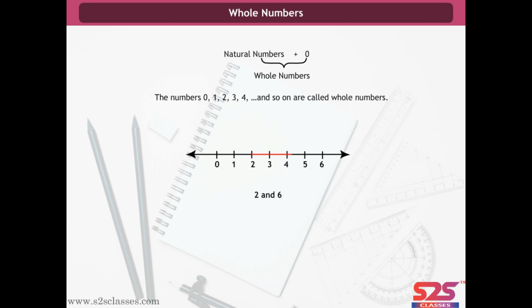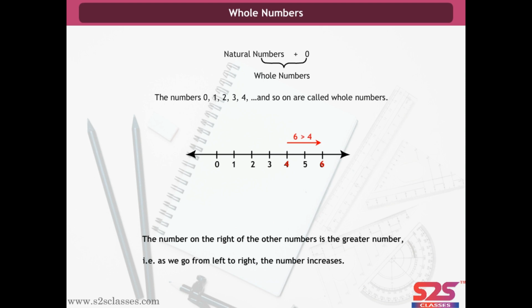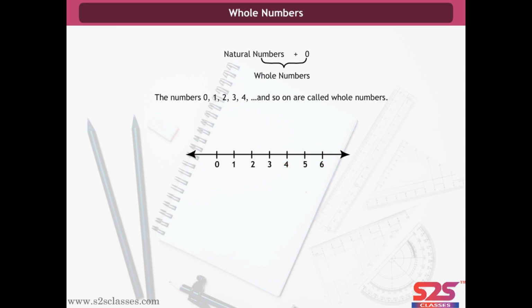Consider the numbers 2 and 6. The distance between them is 4 units. Now, let us see how to compare two numbers on a number line. The number on the right of other numbers is the greater number. For example, 6 is greater than 4. So, as we go from left to right, the number increases. Similarly, any number on the left of other numbers is the smaller number. 4 is less than 6.